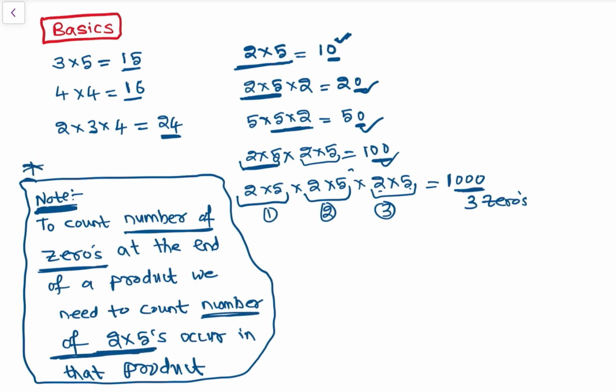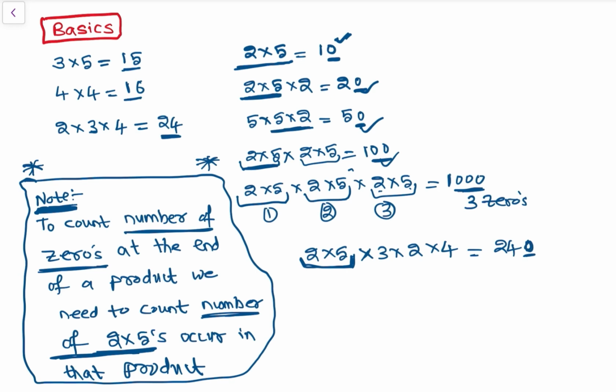So this is the core of this topic, number of zeros. Let's see one more example: 2 into 5 into 3 into 2 into 4. The product is: 5 2s are 10, 10 3s are 30, 30 2s are 60, 60 4s are 240. So how many zeros are coming? 1 zero, because there is only 1 pair of 2 into 5.